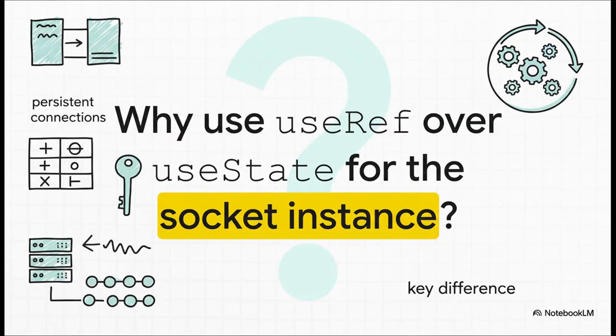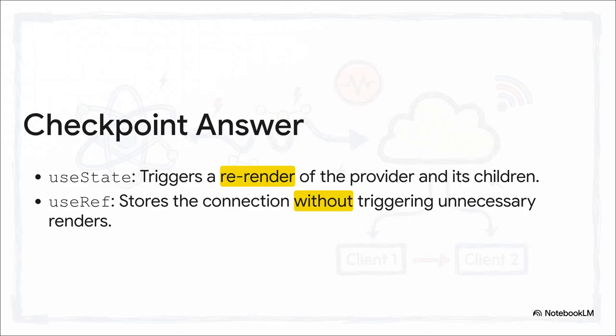Okay, first a quick checkpoint. Let's go back to that key difference between our two React hooks. Why did we go with useRef for our socket and not useState? Yep, that's it exactly. If you used useState, you'd be forcing a re-render on everything just because the connection object was created. That's a huge performance hit for no reason. useRef gives us that persistence without the performance cost.